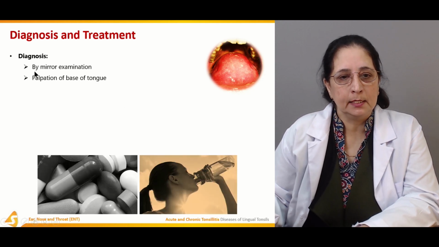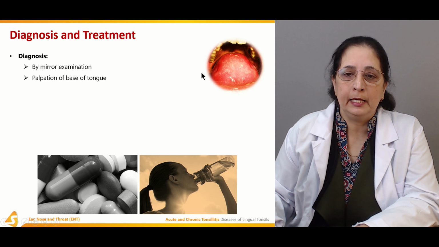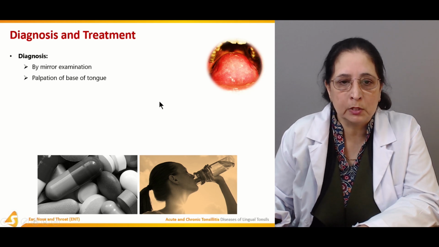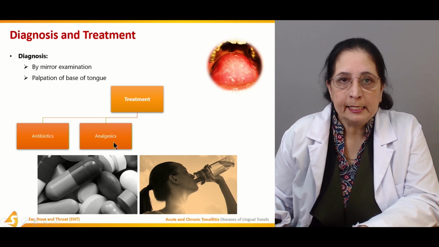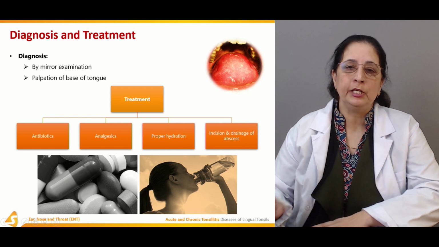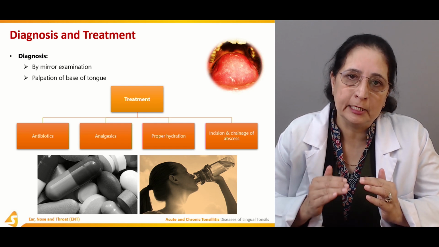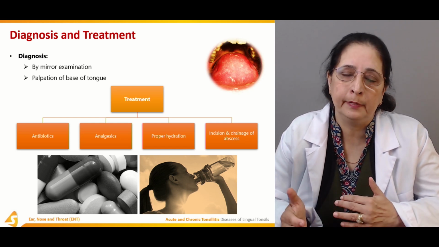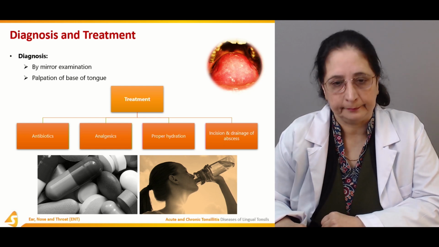Diagnosis is by mirror examination and palpation of the base of the tongue where the lingual tonsils are present. By palpating that base of the tongue, we can diagnose the lingual tonsillitis. Treatment: antibiotics, analgesics for pain. Proper hydration is very important, and incision and drainage of the lingual abscess is important to relieve the condition. Once the incision is done and abscess is removed, put the patient on antibiotics that will help to improve the condition. So incision and drainage of the abscess is very, very effective.